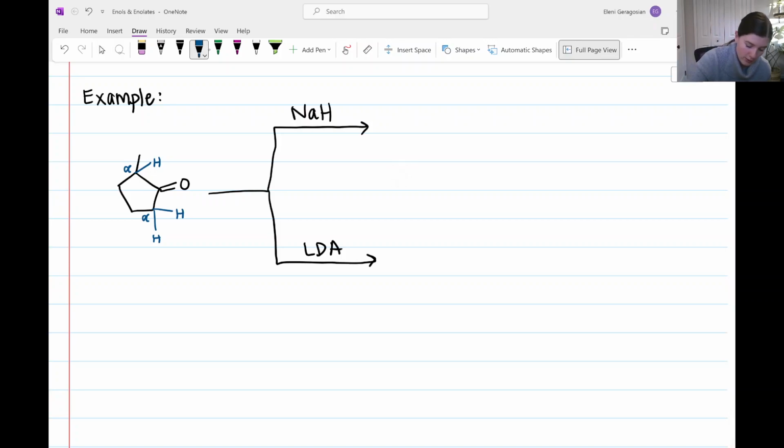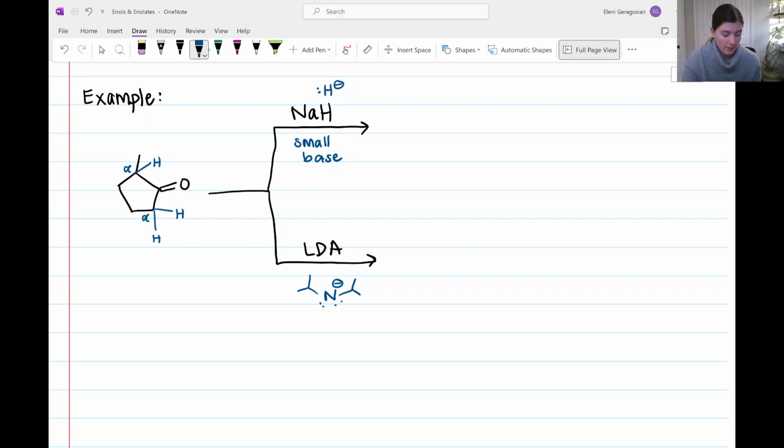So sodium hydride provides H-. This is a small base. LDA provides the lithium diisopropyl amide. So we have a bulky base.